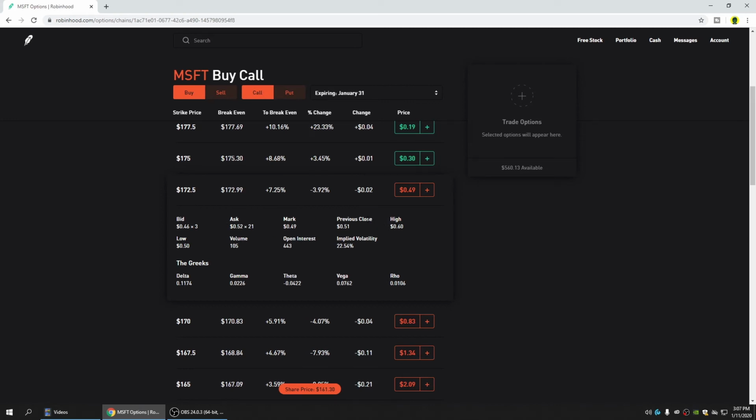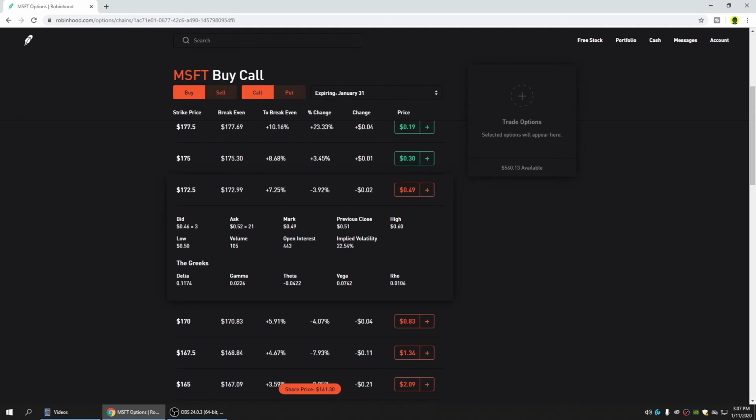The previous close is what the option price was before the market closed the previous day. The high is the highest the contract has been today, and the low is the opposite, the lowest the contract has been today. And those are really never accurate on Robinhood, so don't really pay attention to those too much.